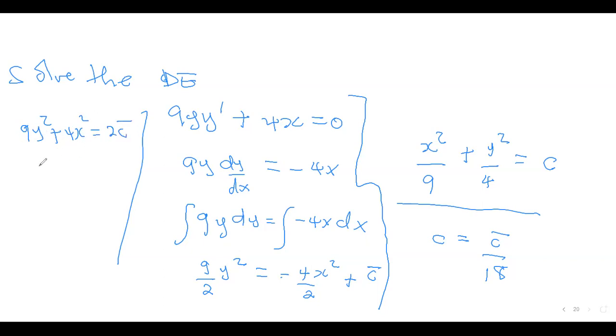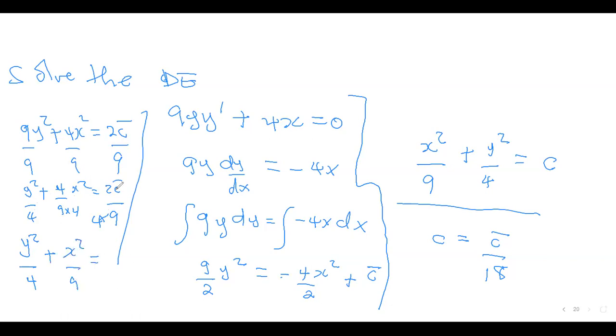So if we divide through here by 9, by 9, by 9, we shall have y squared plus 4 over 9 x squared equal to 2 c bar over 9. So if we divide by 4, by 4, by 4, this will be y squared over 4 plus x squared over 9 as equal to c cap over 18. And this is another constant which we could let to be c. And that's why we have this as the solution.